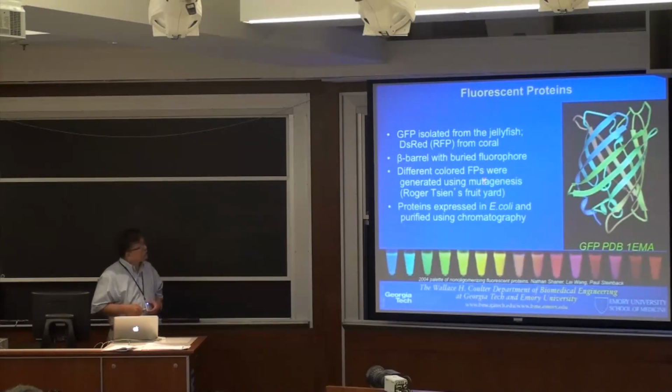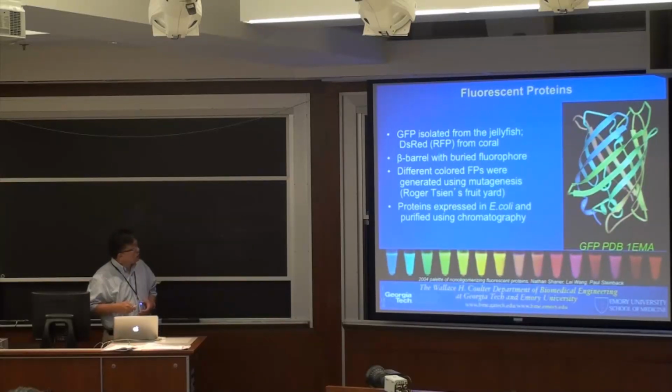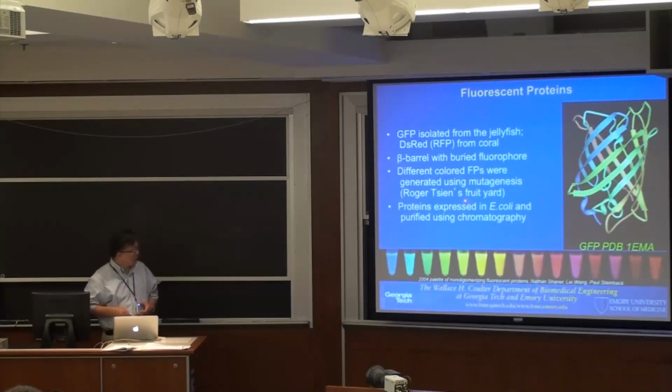I'm sure you have heard of fluorescent proteins, which are the most used fluorophores in biology studies, because many, many labs, as you heard from Peter Wang, use fluorescent proteins to tag specific proteins as a fusion. It's mostly due to Roger Tsien's efforts. Of course, he's a professor at UC San Diego. He received the 2008 Nobel Prize for his work on fluorescent proteins.